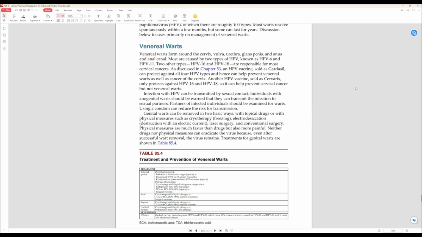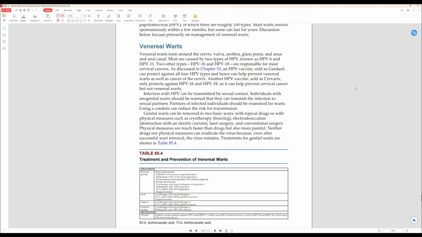Another HPV vaccine sold as Cervarix protects against HPV 16 and 18, so it can help prevent cervical cancer but not venereal warts. Infection with HPV can be transmitted by sexual contact. Individuals with anogenital warts should be warned that they can transmit the infection to other sexual partners. Partners of infected individuals should be examined for warts. Using a condom may reduce the risk of transmission.